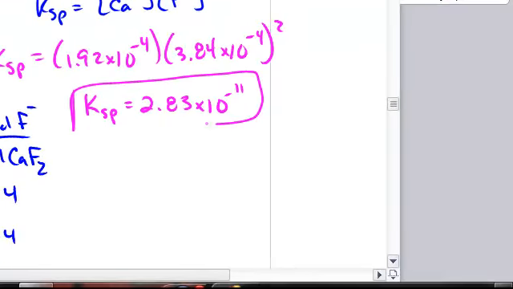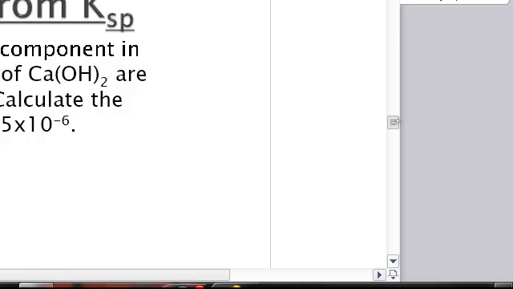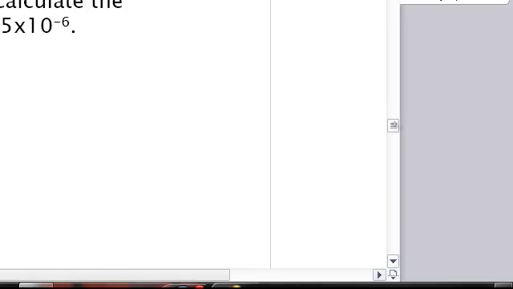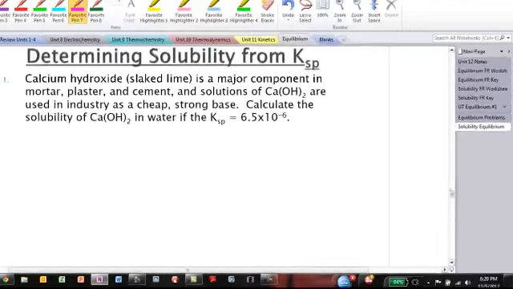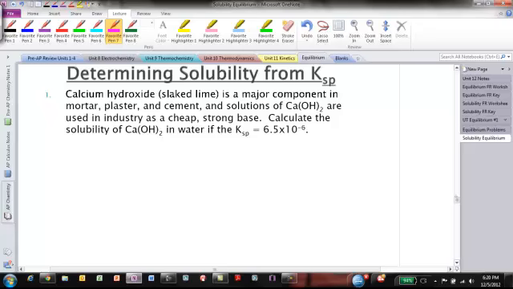And that's our answer. Okay, so from solubility, you're going to have to use basically stoichiometry in order to figure out the concentrations, and then you just go plug them into your Ksp. Okay, the other way is, what if they give you Ksp and they ask you for solubility? So that's a little different.